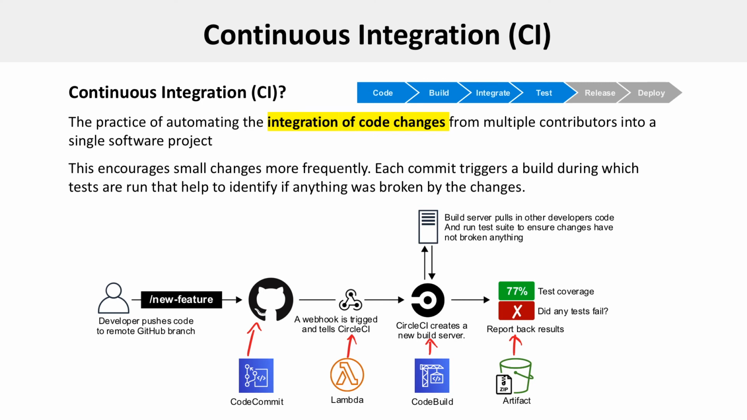But if we're using AWS, we can just replace these things. We could replace GitHub with CodeCommit. We could replace that webhook with Lambda. We could replace Circle CI with CodeBuild. And the results would go into S3 and it would be called an artifact, which is a fancy word for a zip, in CodePipeline. So, that's continuous integration.